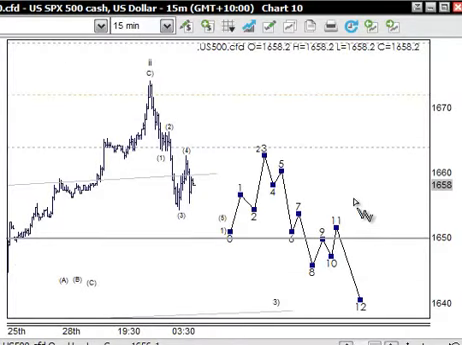Right, just waffling on a little bit there. But the bottom line here is that the 1650, if we do get five waves down, that's confirmation that the 1650 will be broken, and then we'll be looking for a three-wave counter trend and then further to the downside.